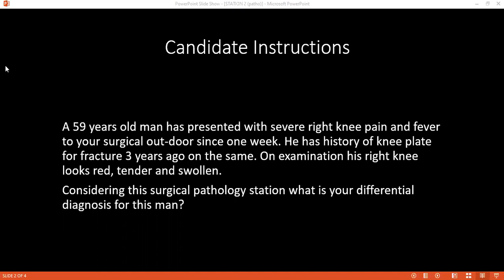You said there could also be removal of the fixing plate. Why is that so? Because the plate is going to serve as a septic focus for infection. So for me to be able to get rid of the infection, I need to remove the implant. Good, so it won't serve as a nidus, a place where the bacteria will be hiding.